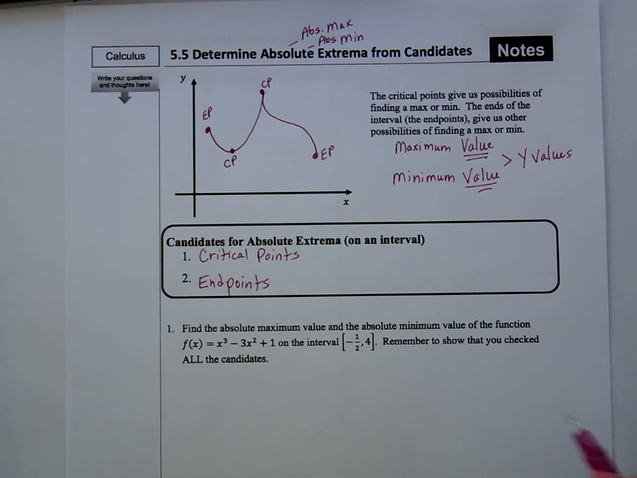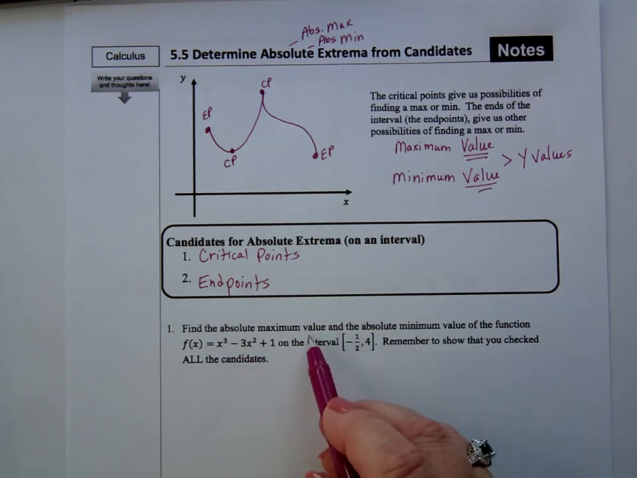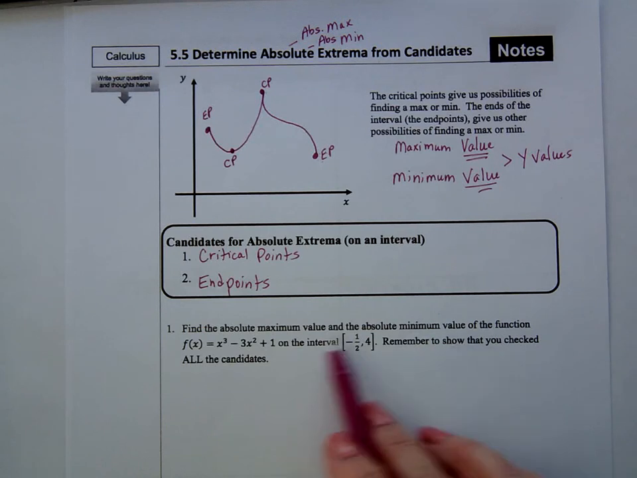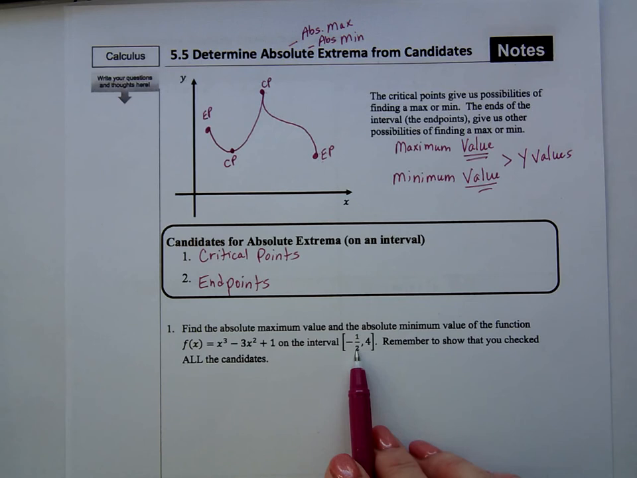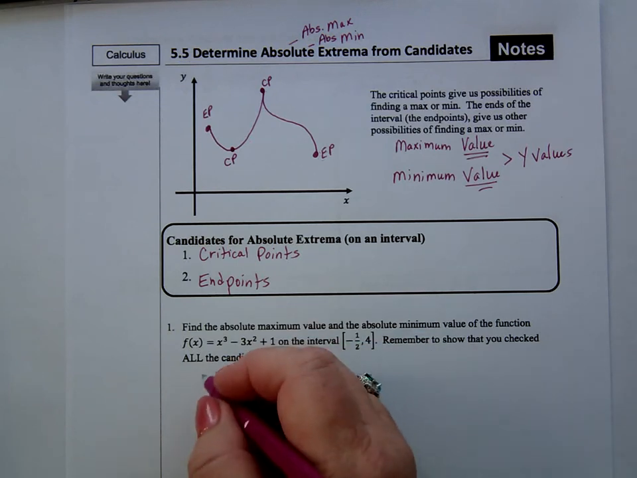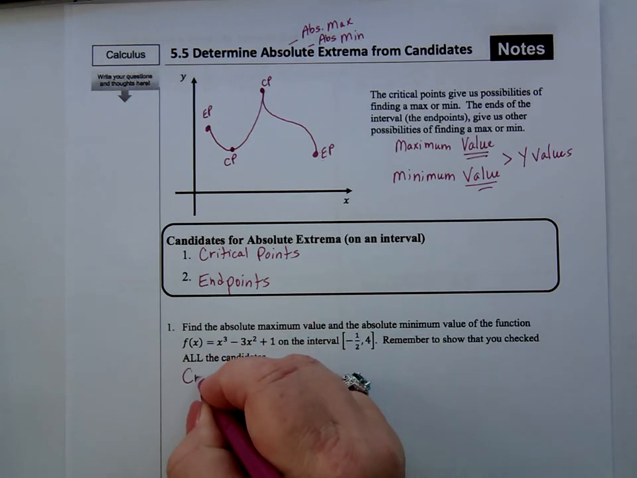All right, so find the absolute maximum value, see they use the word value, and the absolute minimum value of the function here on the interval, and they have to give you an interval with these, from -1/2 to 4. Remember to show that you checked all the candidates. So all the candidates mean I've got to find the critical points and I've got to find the endpoints. So here we go. Critical points. Let's go for them first.